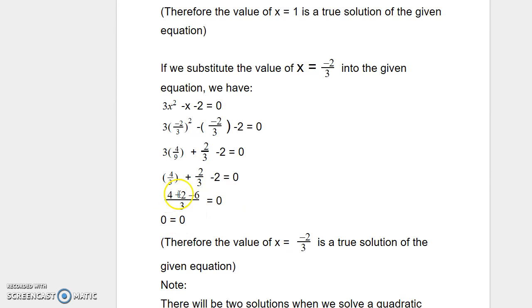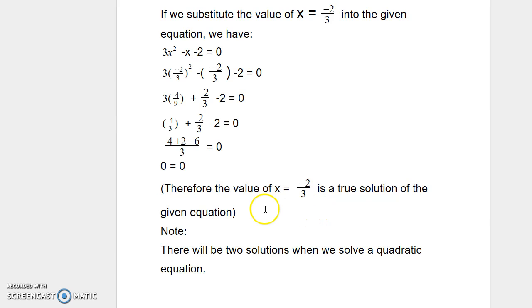So 4 plus 2 is 6. 6 minus 6 is 0. So 0 divided by 3 is 0. And that is exactly equal to 0, what we have on the right hand side. So therefore, the value of x equals negative 2 over 3 is a true solution of the given equation. Therefore, there will be two solutions whenever we solve a quadratic equation.